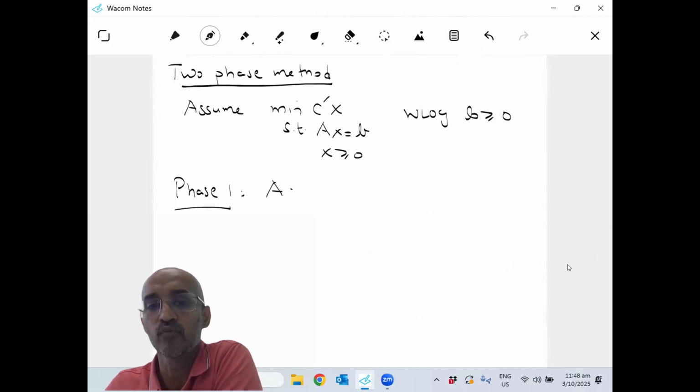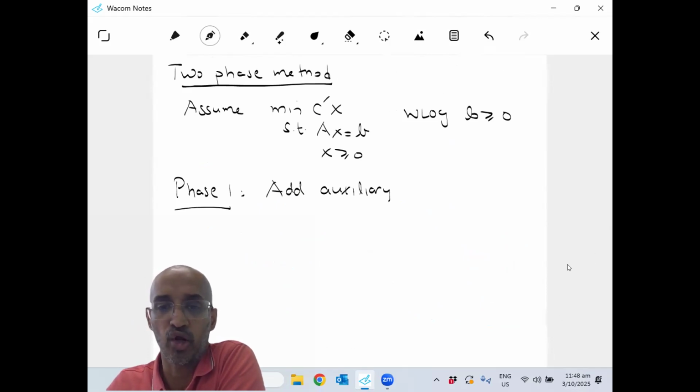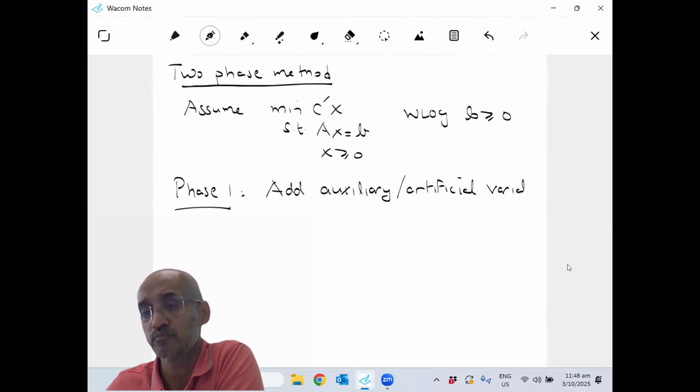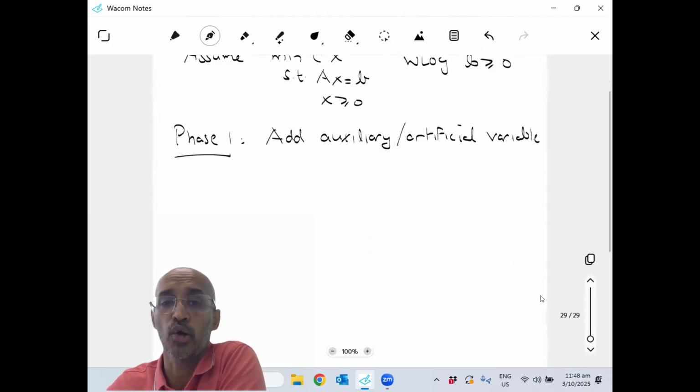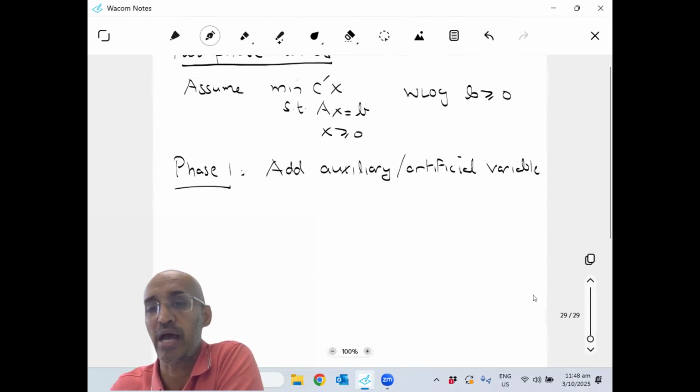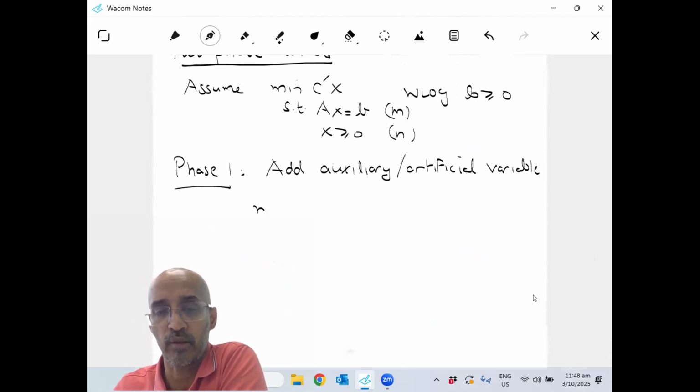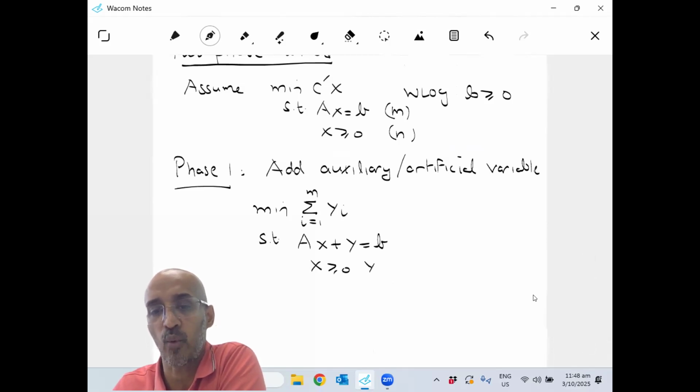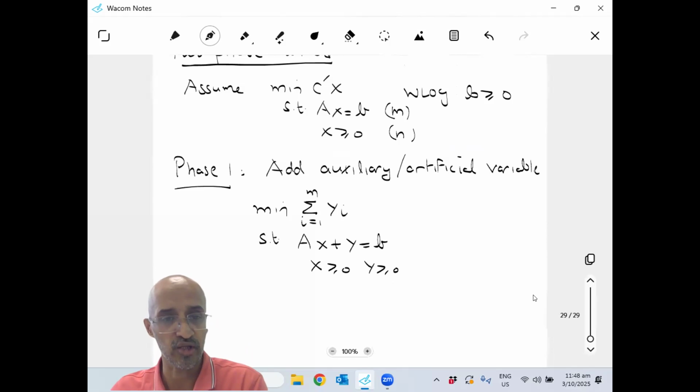add auxiliary variables, or what are called artificial variables. Variables which are not there in the problem, but bring them in. Okay. How do you do this? Suppose you have m equalities and n non-negative variables. You solve the following problem: minimize summation i going from 1 up to m y_i subject to Ax plus y equal to b, x non-negative, y non-negative. Let's call this LP star.